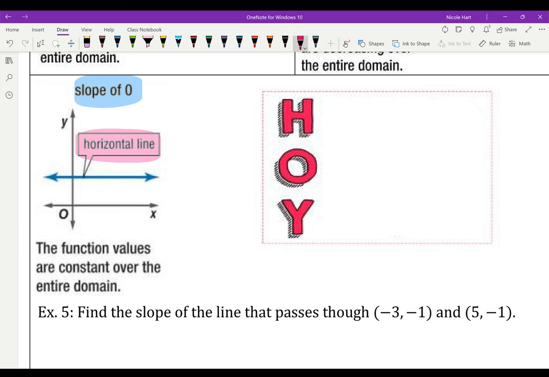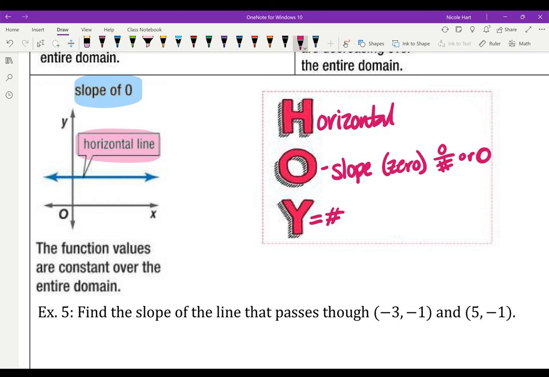We will see more of this as we get further into algebra. But there's something called HOY, and it's just a phrase to help you remember information about horizontal lines. So the H stands for horizontal, and the O actually stands for 0, a slope of 0, and that is the number 0. And this can also occur when there's a 0 on top and a number on the bottom. So it could just be the number 0 or 0 over a number. The Y we will use more when we get into writing equations, but it stands for Y equals a number, which is the equation of that line. So again, we're going to get more into equations and graphing shortly.